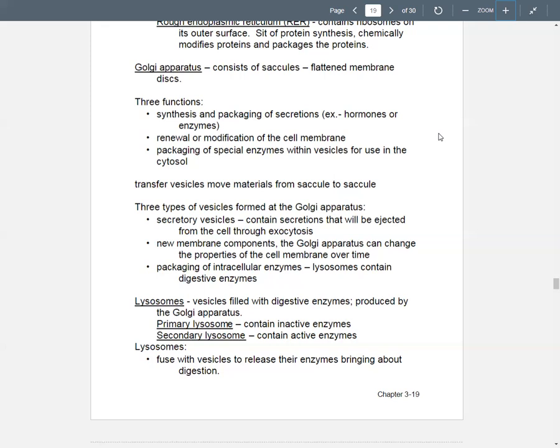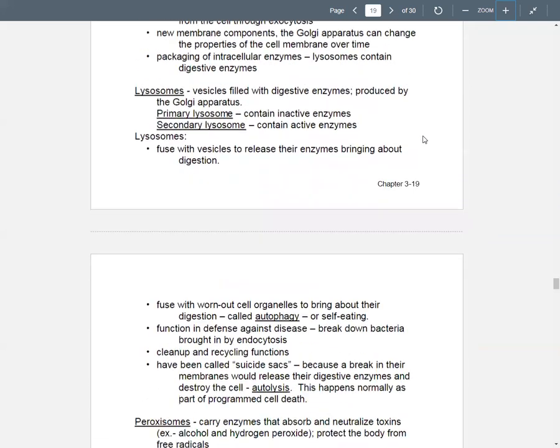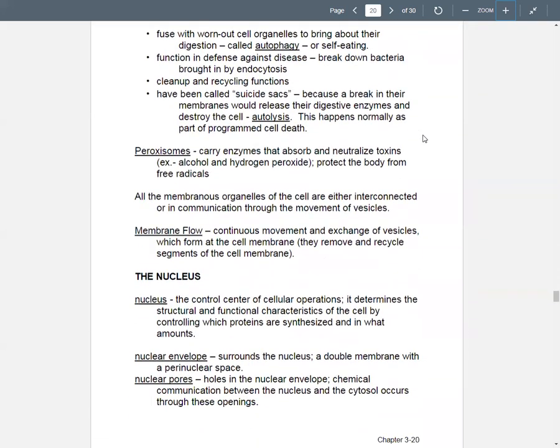All right. So just remember the secondary lysosomes are actually the ones that have the active enzymes. And what do they do? Well, they will fuse or merge with vesicles to release the enzymes, and they cause digestion or breaking down of whatever's in those vesicles. They can also fuse with worn out cell organelles to digest them. That's called autophagy, or self-eating. Because remember, auto means self. Like an autobiography is a book you write about yourself. Phagy means eating.